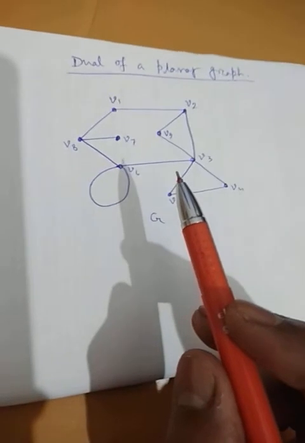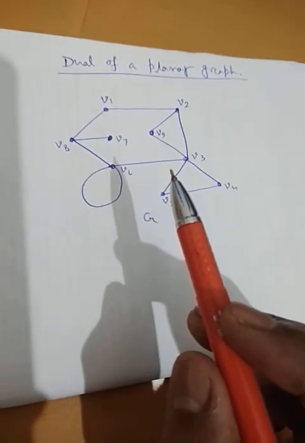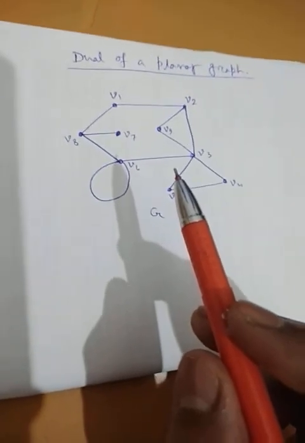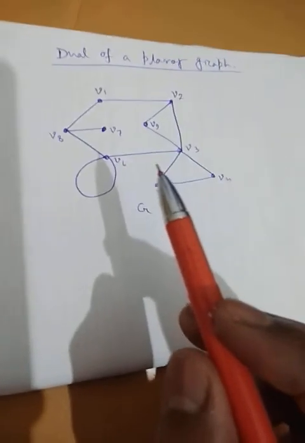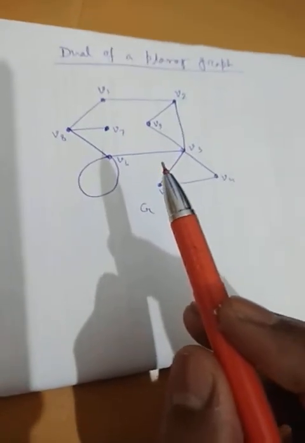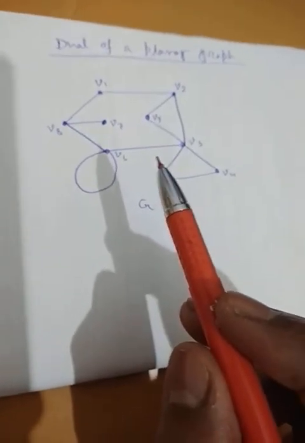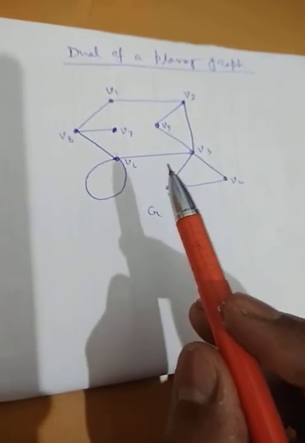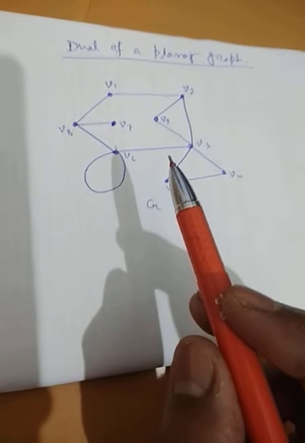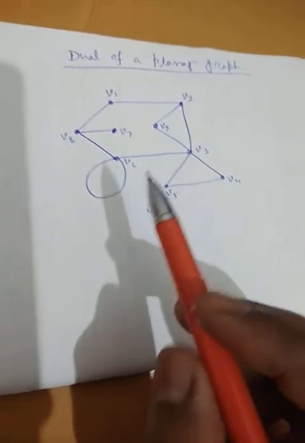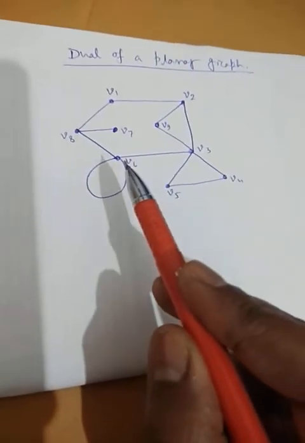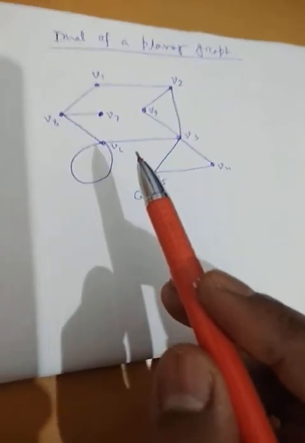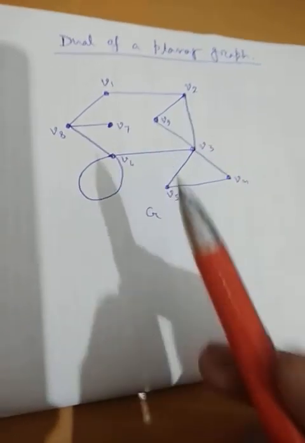Now, the first important point is that to draw a dual graph you have to use a different color ink, or you can draw dotted lines for the edges of the dual. Otherwise we cannot distinguish the planar graph and its dual graph separately. I will use red color ink here. The original graph has been drawn using blue ink.